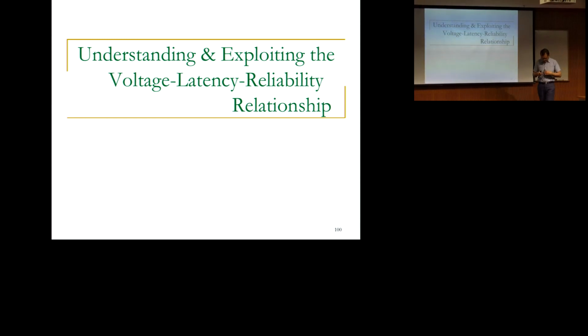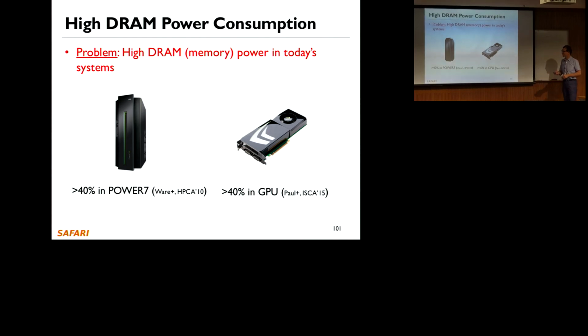Okay, let's get started. So now that we've covered a lot in latency, we're going to switch gears a little bit and look at more complicated relationships. We were looking at the latency-reliability relationship. Now what happens if you actually look at voltage in addition to that? And I think things are going to get more complicated from here in DRAM. We need to understand more. I don't think we understand enough, but there's more to do.